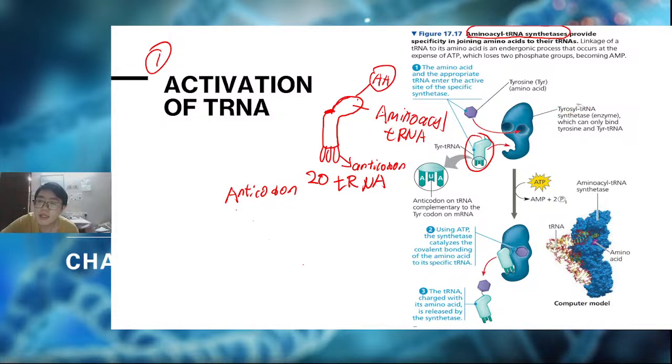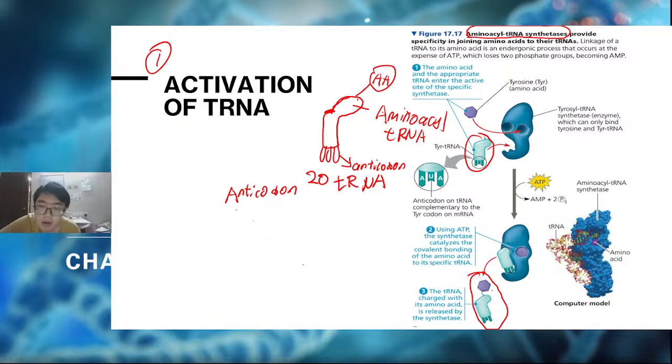So normally in an essay question, you don't need to write this tyrosine. You just directly use amino acid tRNA synthetase. When they catalyze the reaction, they will require ATP, and the synthetase will catalyze the covalent bonding, because the amino acid needs to bond with the tRNA. The tRNA will be charged with the amino acid released by the synthetase. Finally, it has formed the activated amino acid tRNA.